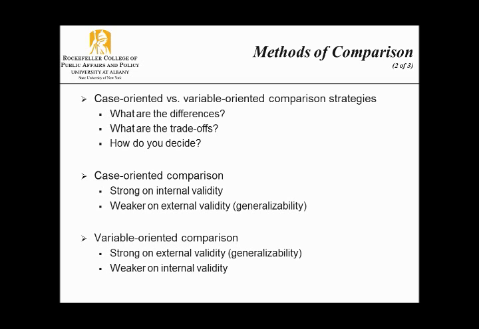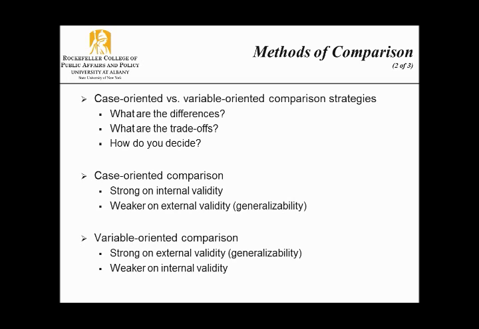A case-oriented comparison strategy, for example, is very strong on internal validity. In other words, you are able to pinpoint the cause of the phenomenon you are interested in. However, it is weak on external validity, which means your findings might only be valid for the case or cases you examined, but do not apply to any other cases.